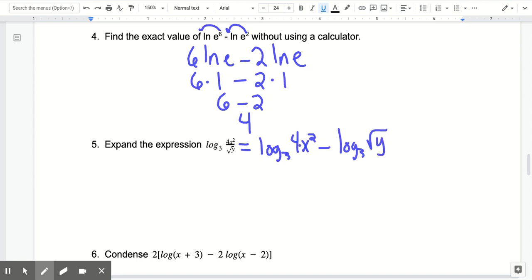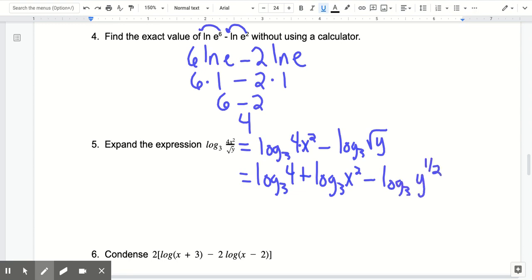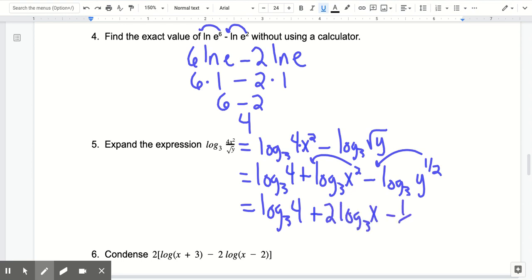And then this one, that's multiplication, so I can pull that apart into addition. So log base 3 of 4 plus log base 3 of x squared. And then over here, log base 3 of the square root of y, that's y to the 1/2, just another way to write that. And now the last thing I can do is my down in front property. I'm going to pull those both down, and we get log base 3 of 4 plus 2 log base 3 of x minus 1/2 log base 3 of y.